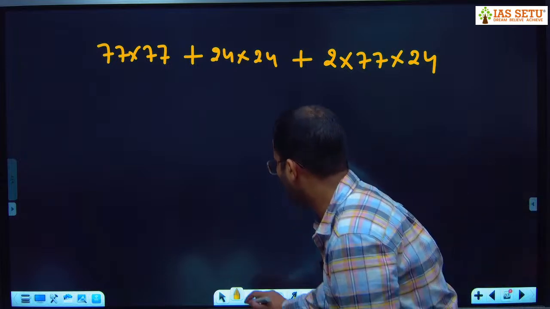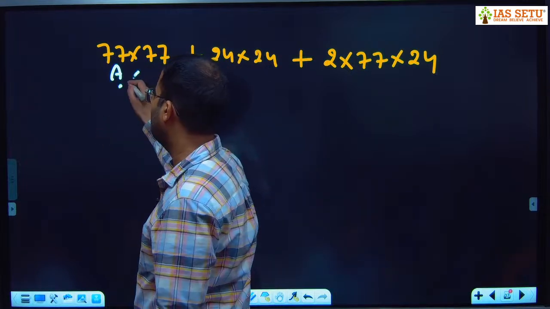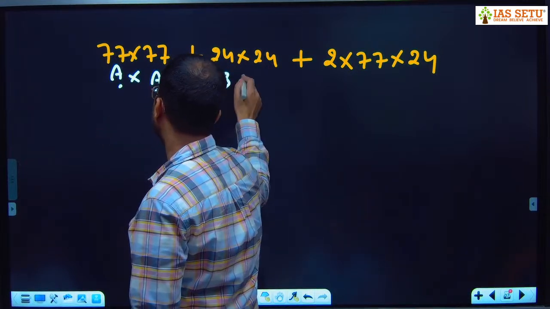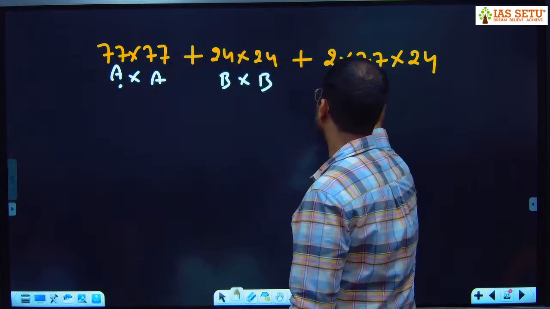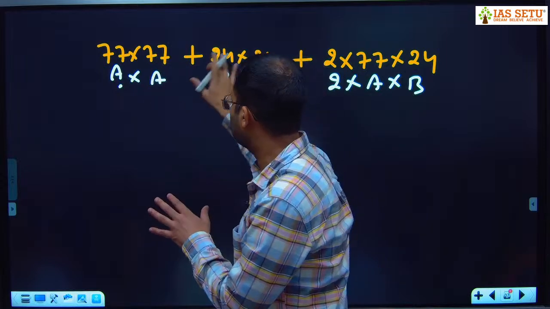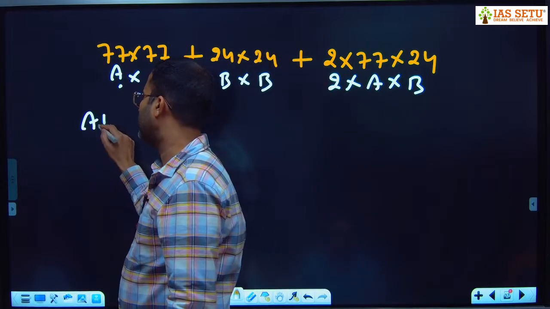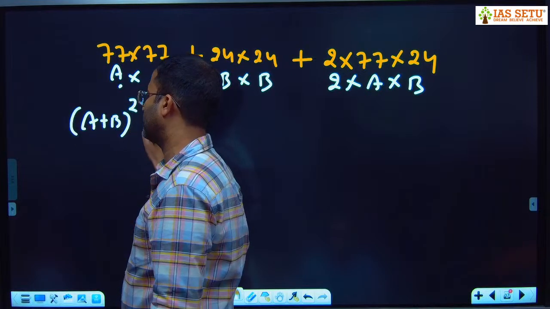See what is important, you take 77 as a, a into a. Take 24 as b, b into b, and this is 2 into a into b. So can you see it is nothing but a square plus b square plus 2ab. So it is actually a plus b whole square that has been used.